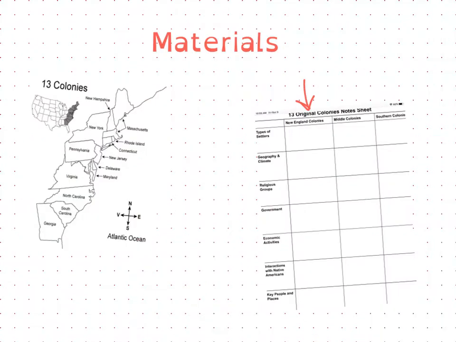All right, so again, you're going to need your map. Let me get my lightsaber out. You're going to need your 13 Colonies map that is in your binder and that graphic organizer that I just showed you. If you're working virtually, you can obviously put that graphic organizer in Notability or type in it as a doc. That is up to you.